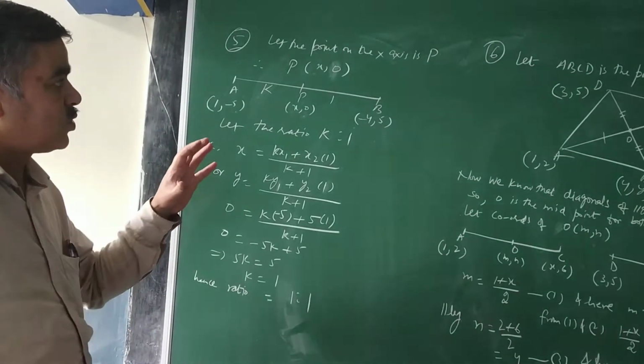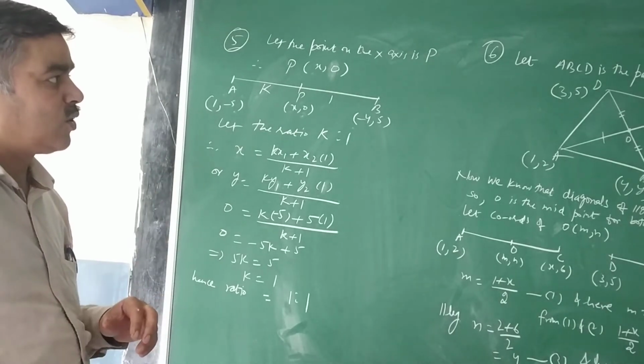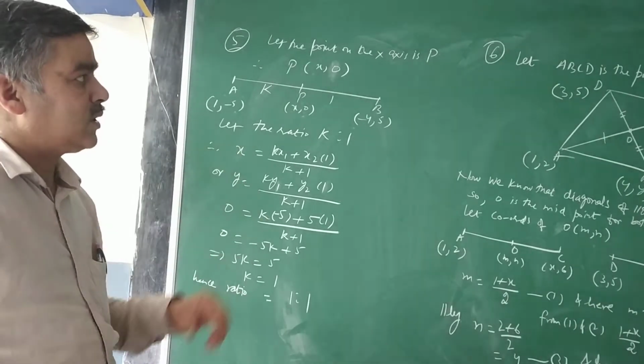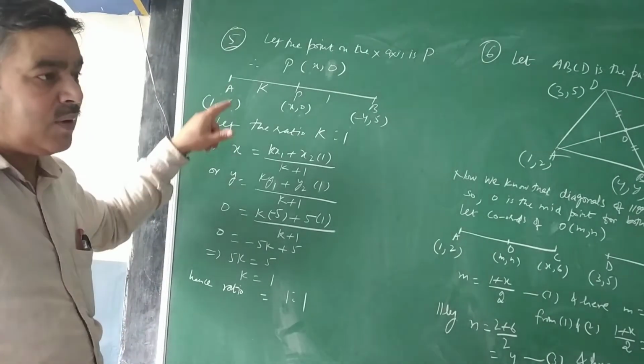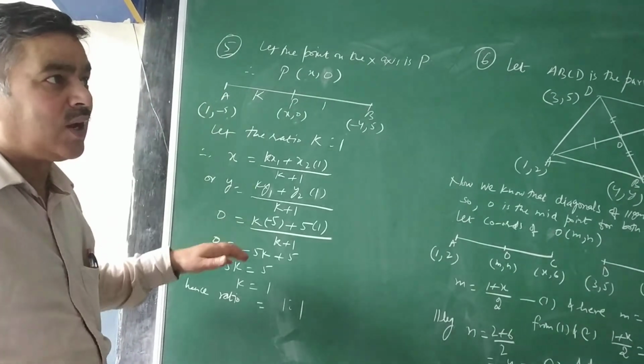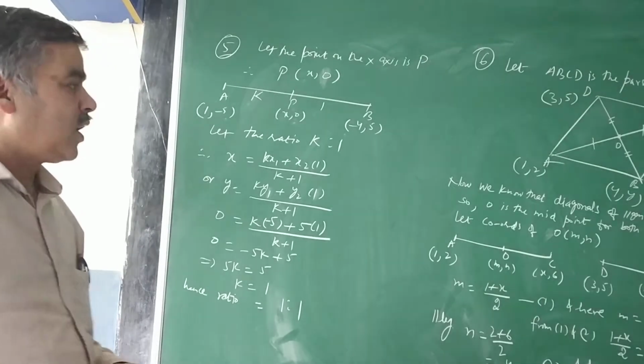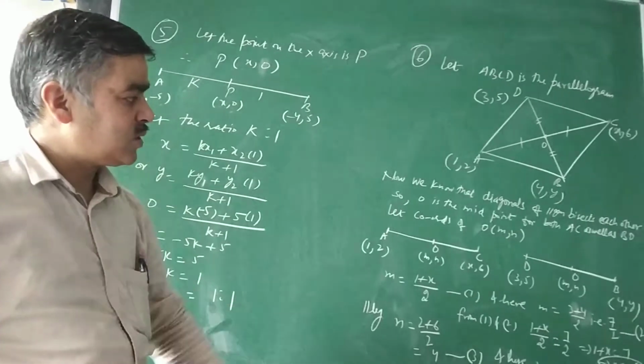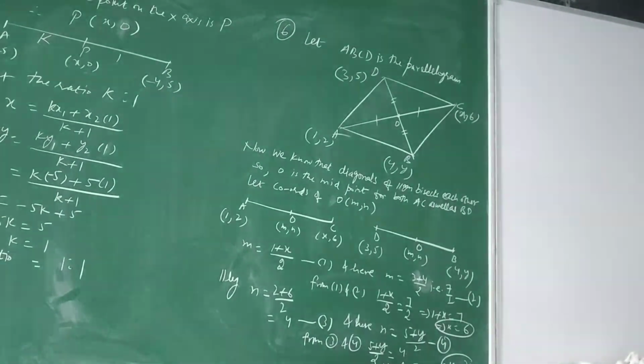So this was the question: given the condition that the point is lying on the x-axis, how to determine the ratio. So please keep a check upon your questions number 4 and 5 and try to realize the difference between the two. And then question number 6 is there, that is picked up from your geometry.